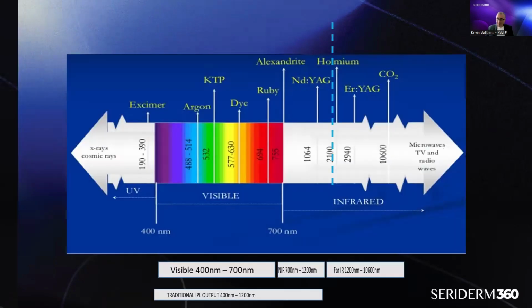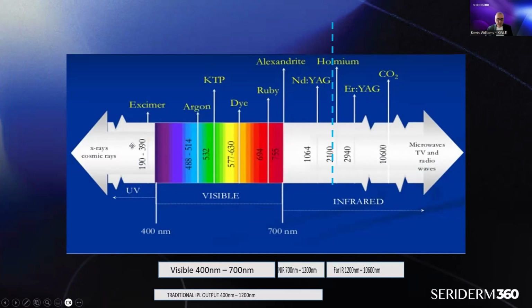When we look at the electromagnetic spectrum, it's really broken into three sections. We have visible light from 400 to 700. Then we have near infrared light from 700 to 1200 nanometers. And then we have far infrared light, which goes from 1200 to 10,600 nanometers. Now, these three really break down into two groups.